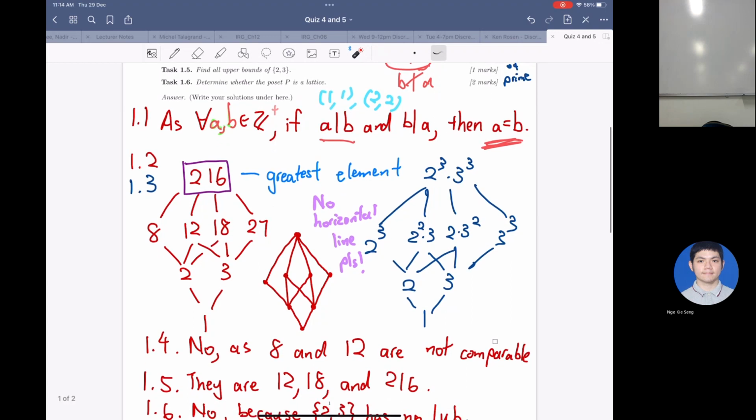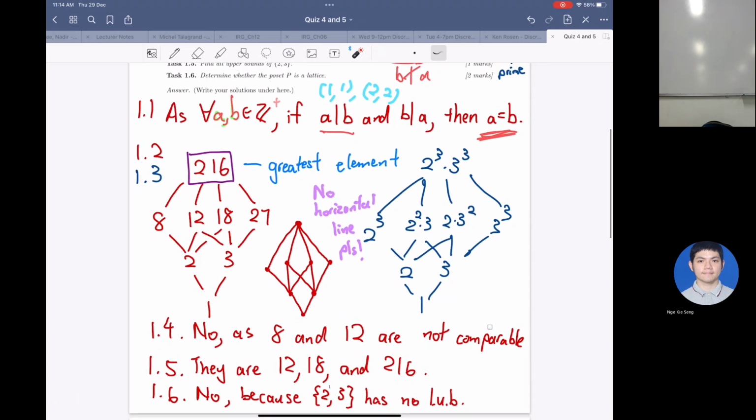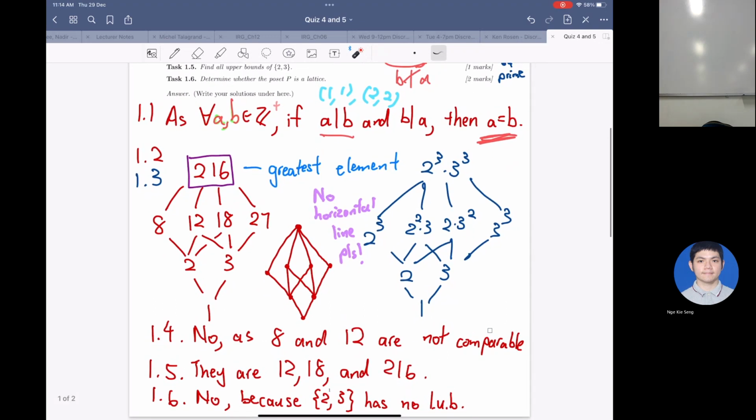You got it. Determine whether the poset is a lattice or not. No, because I already set 1.5 to ask you to find the upper bound. I just don't ask you to find the least upper bound. So if you try to find the least upper bound, you cannot find it. So it's not.